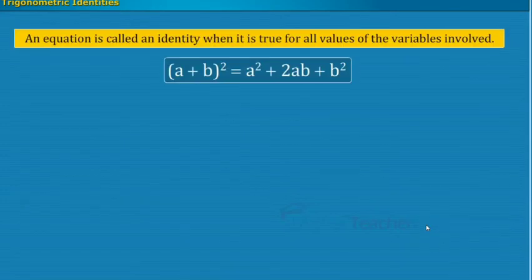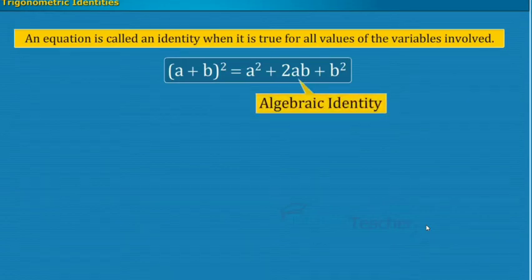Now, let us understand about the trigonometry identities. An equation is called an identity when it is true for all values of the variables involved. An example is shown on the screen.